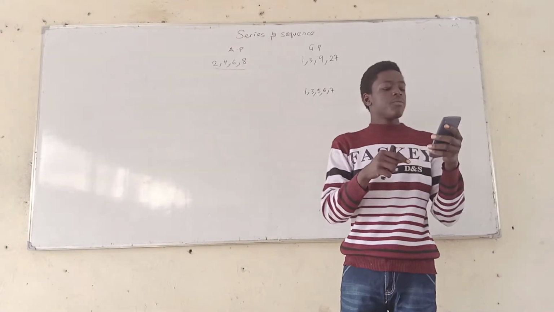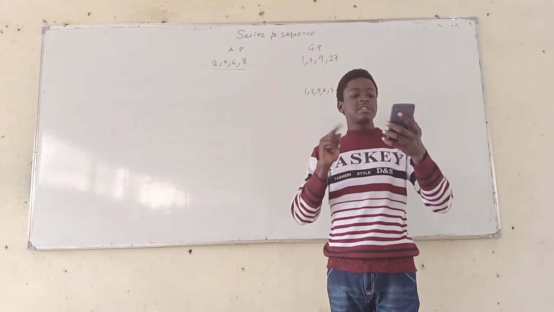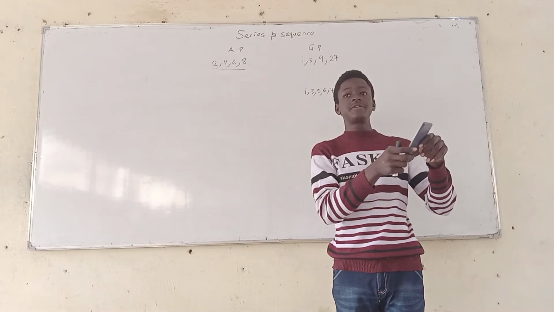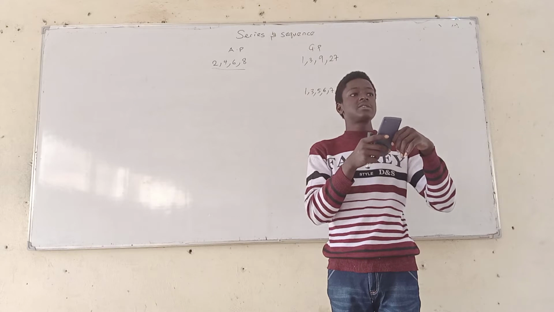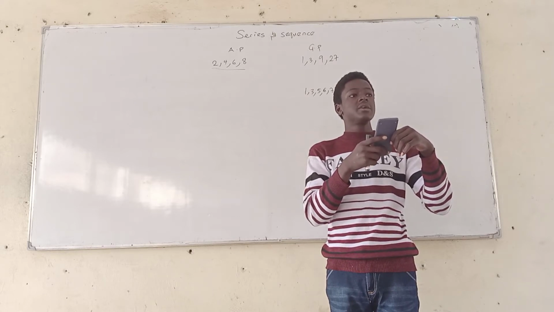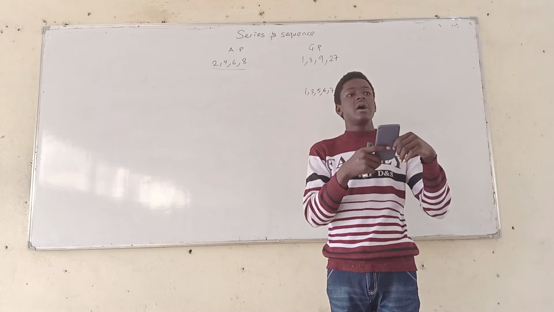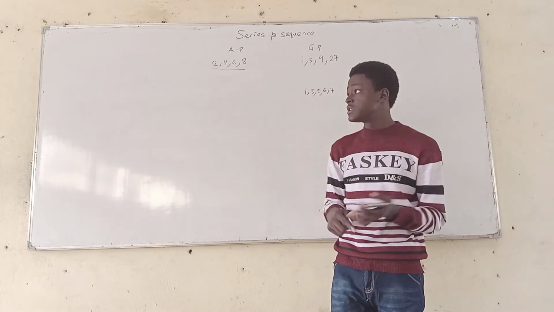Now, first of all, when you turn on your calculator, let's clear our calculator. Press shift, press 9, press 3, and equal to. You've cleared your calculator. You can now press your AC key.